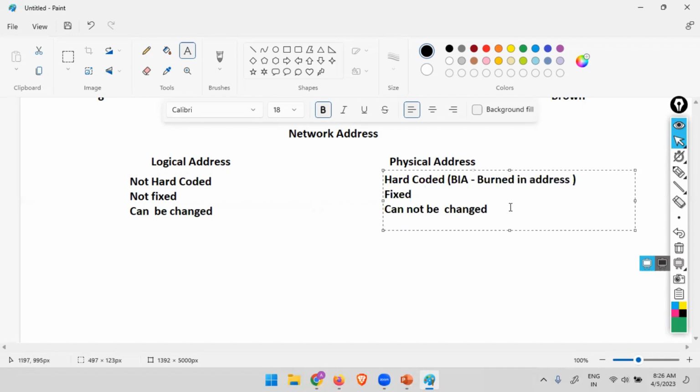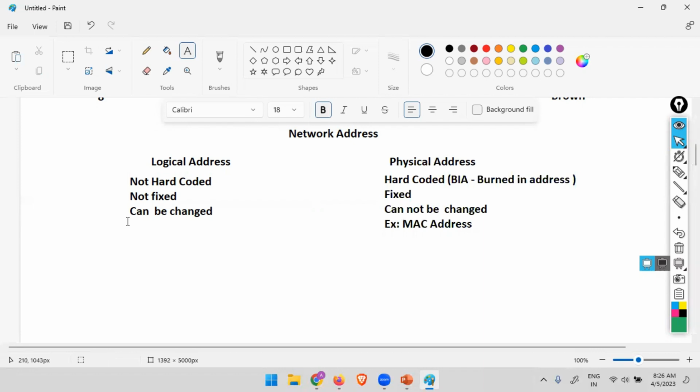An example of a physical address will be the MAC address, and in case of a logical address, the example will be the IP address.